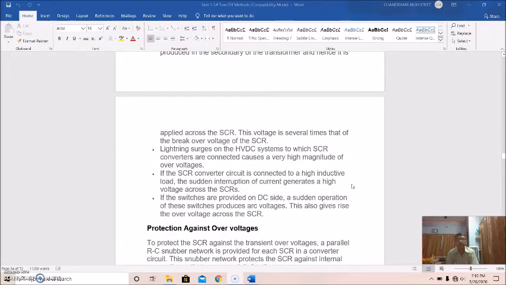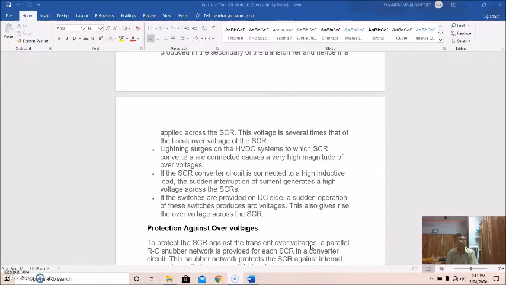Another may be due to lightning surges on HVDC systems, high voltage DC systems, to which SCR converters are connected, causing a very high magnitude of overvoltage. This is the second case. Maybe the third one is in the SCR converter circuit.